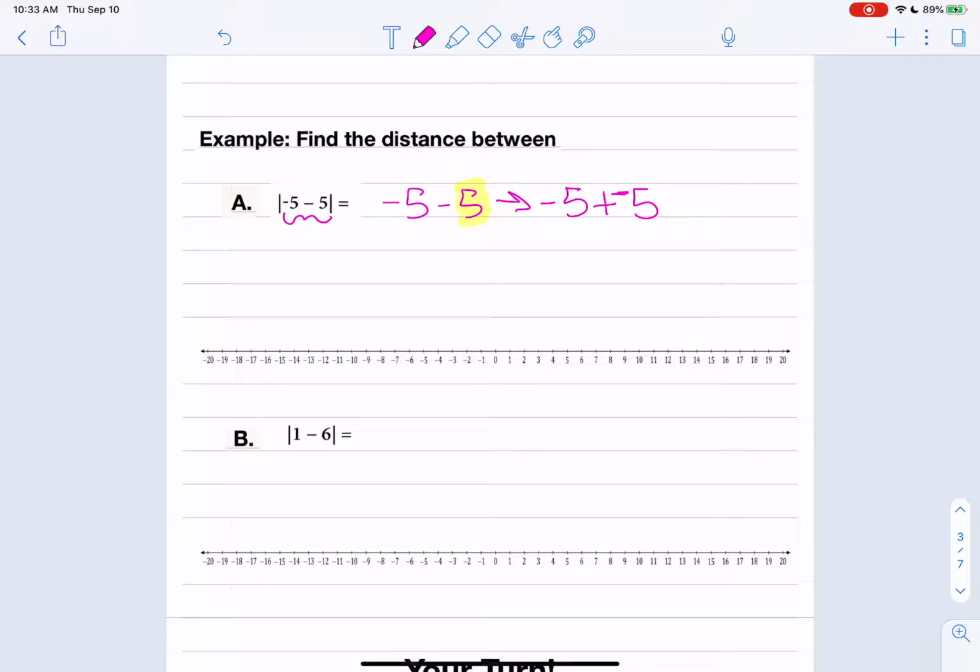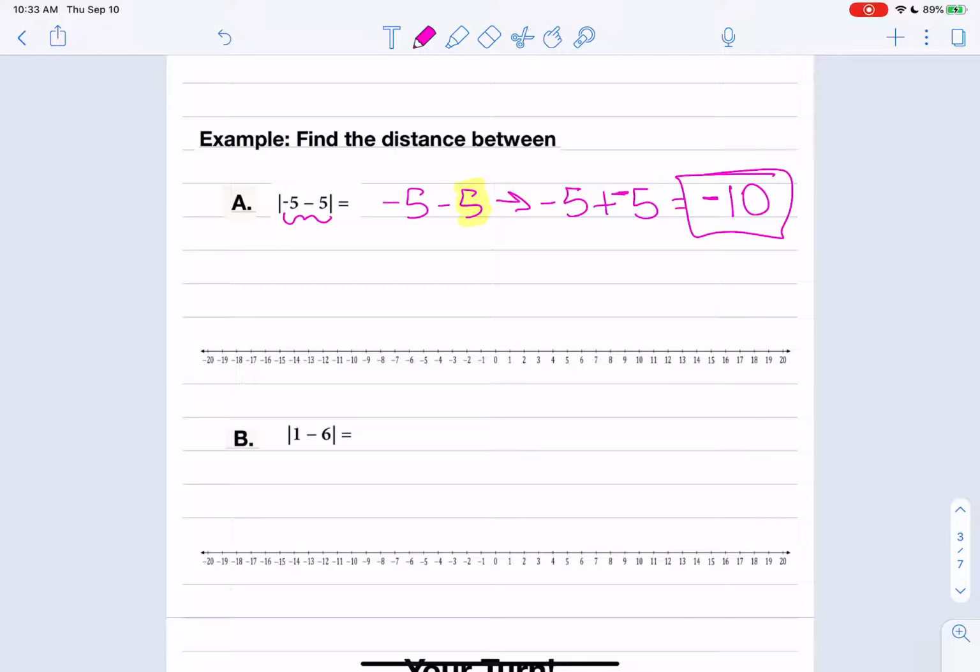Now that it's an addition problem, we can follow the rules of adding integers. The signs are the same, they're both negative, so we add them together and keep the sign. So 5 plus 5 is 10. We keep the sign, and there's our negative. So it's going to be negative 10.